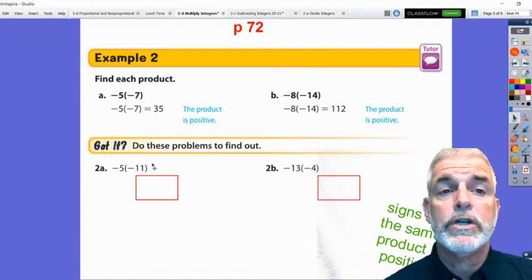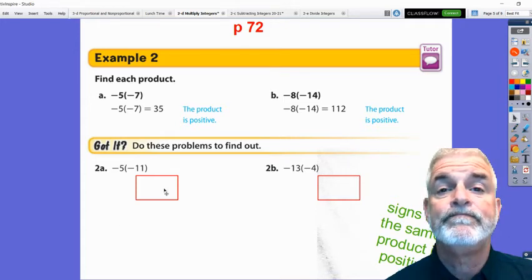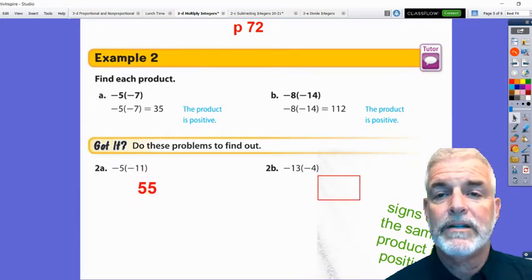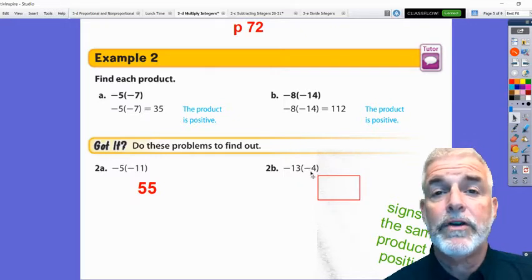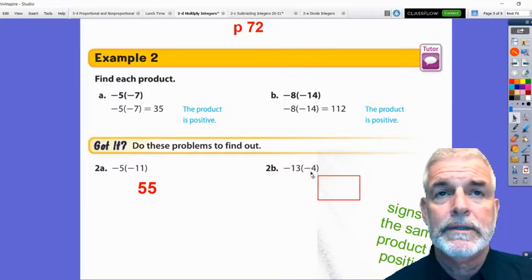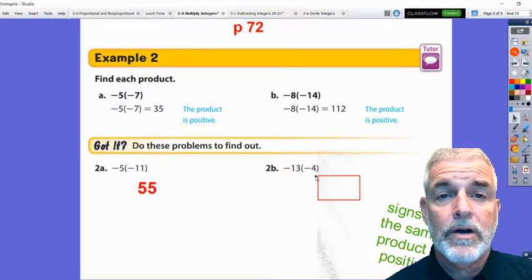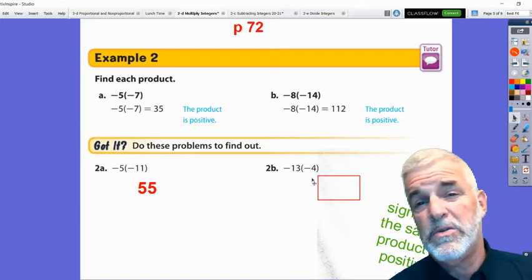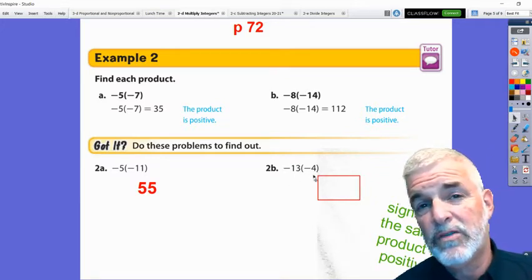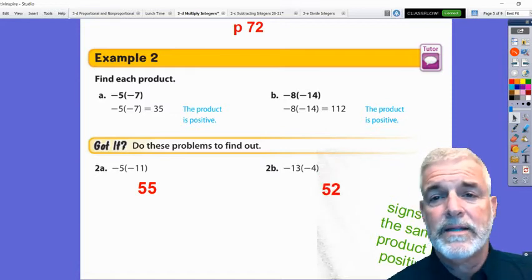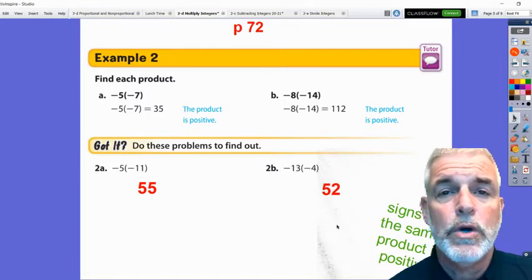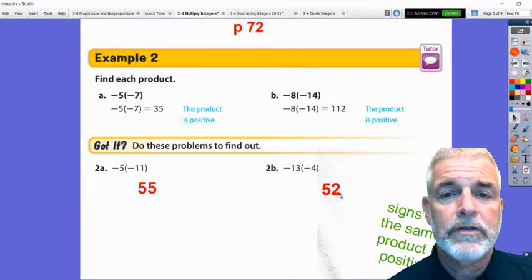Two more for you to do. Negative 5 times negative 11, positive 55. And negative 13 times negative 4. No calculators for these. So if you have to, you can do the sort of distributive property and do 4 times 10 plus 4 times 3. Or maybe do 2 times 13 is 26, and 2 times 26. That's how you get your answer here of 52. 4 times 13 is 52.